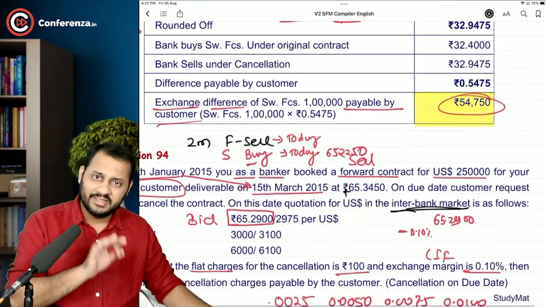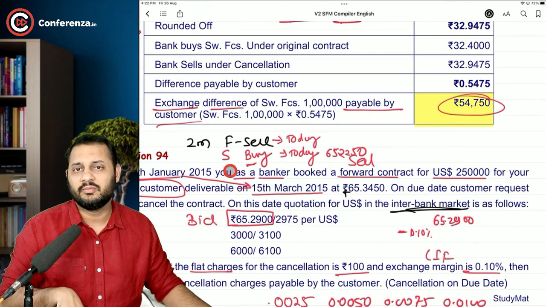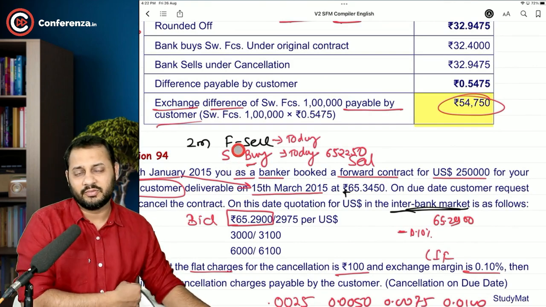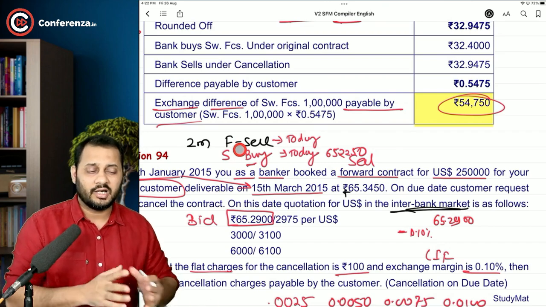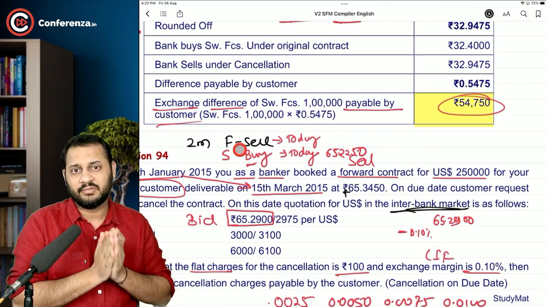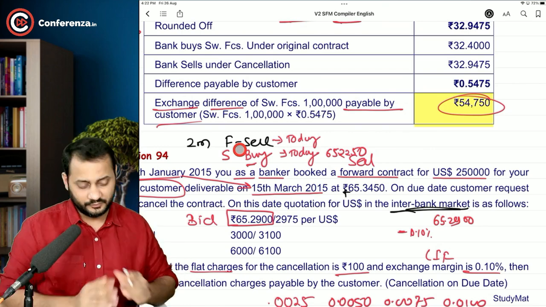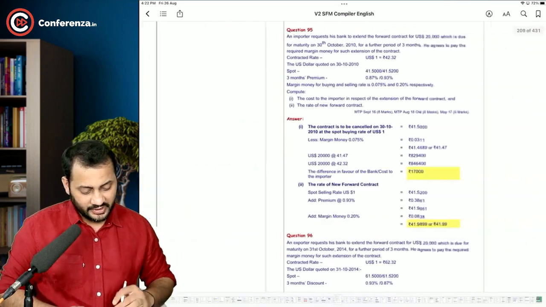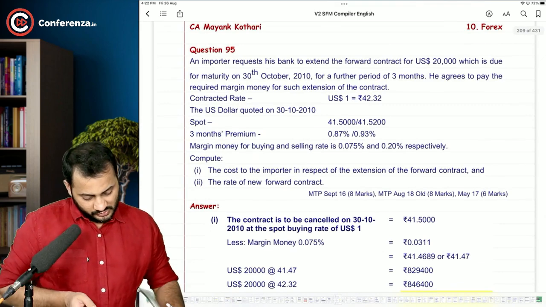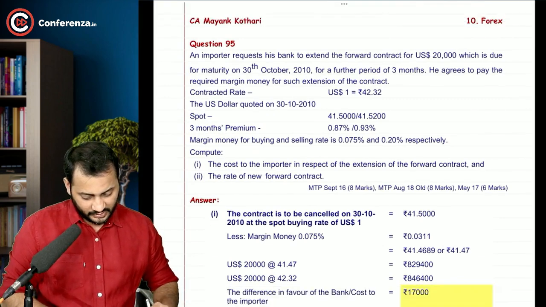If you are doing anything on the due date, the spot rate will be applicable. If you are doing something before the due date, the forward rate will be applicable. And the purpose of both is that the transaction should end on the same day. The same expiry should be there for both transactions. So this was question number 94, cancellation on due date. Okay, sir.